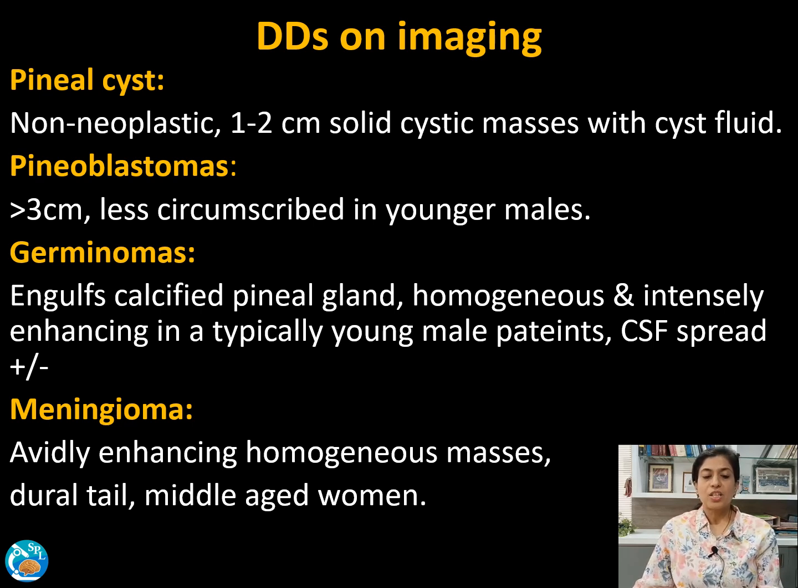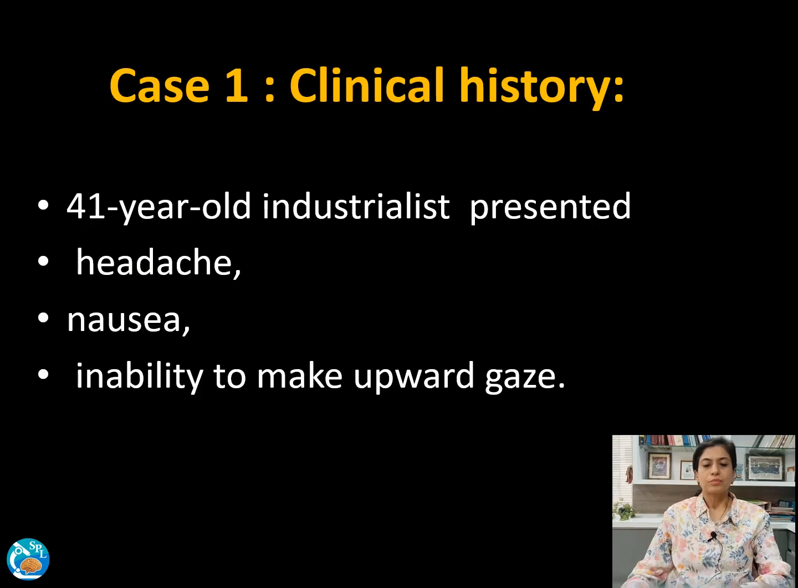Next differential diagnosis is meningiomas. These are avidly enhancing homogeneous masses with a dural tail, and these are usually found in middle-aged women. Now we'll be seeing MRI of two patients. I've included these two cases in my book.